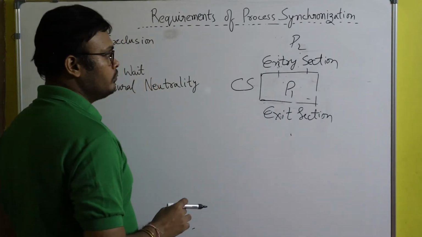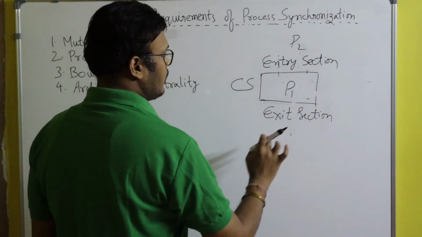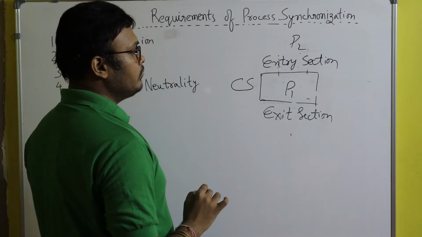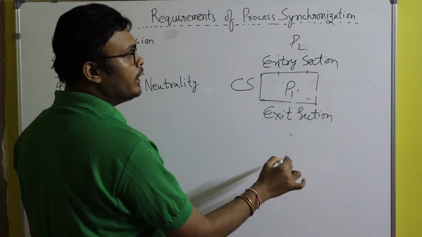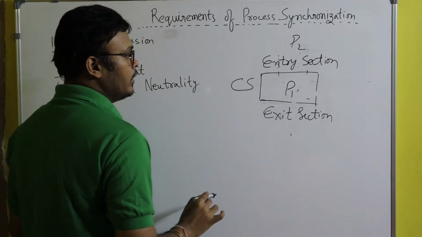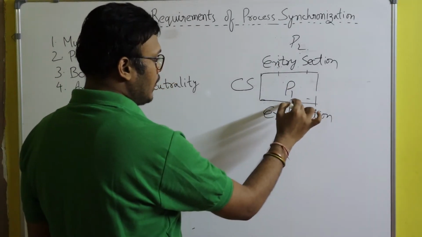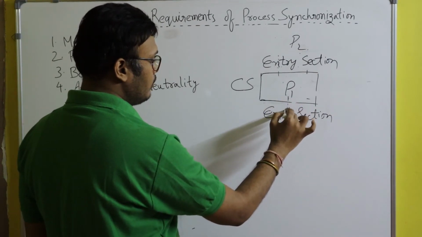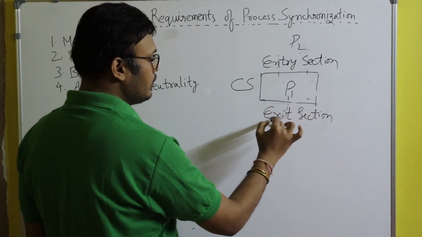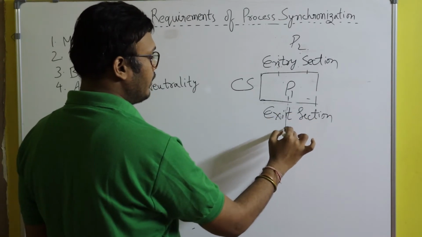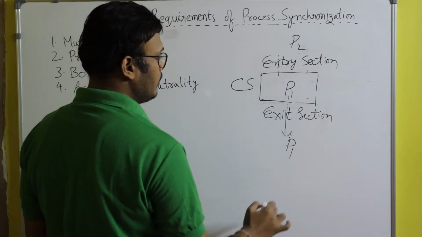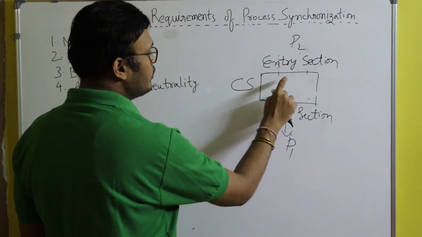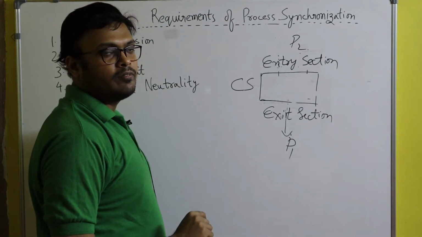And also suppose, then how will P2 enter inside the critical section? When P1 comes out of the critical section, then P2 will enter. So here you see, in order to come out of the critical section, P1 will go through this exit section, and after that P1 is here. It means P1 came out of the critical section. Fine. And now you see the critical section is vacant.